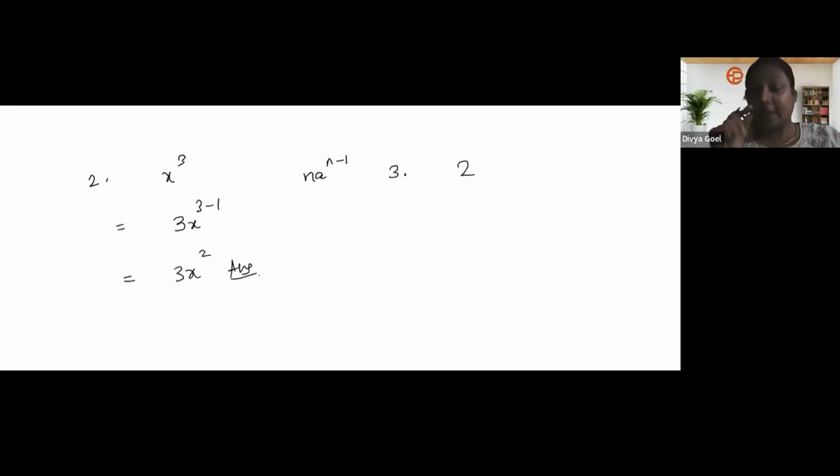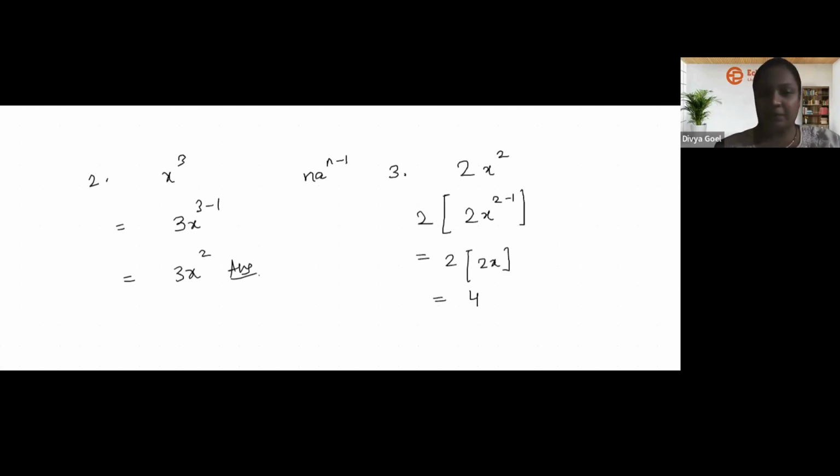Now, if I'm having a constant number also, like 2x square, like this. Okay. So, as I have already told you, differentiation means you have to separate it. So, just write the 2 separately. Now, differentiate x square. So, for x square apply n a^(n-1). So, write 2x, 2 minus 1. That is 2x. 2 multiplied by 2 is 4 and x is there. So the 4x is the answer. That's how you're going to solve it.